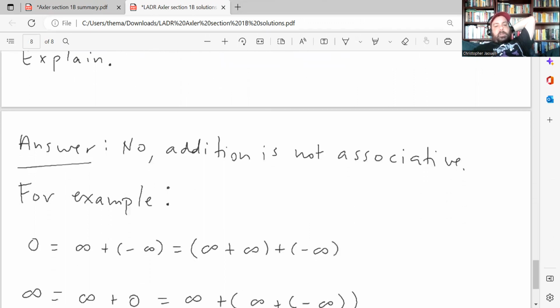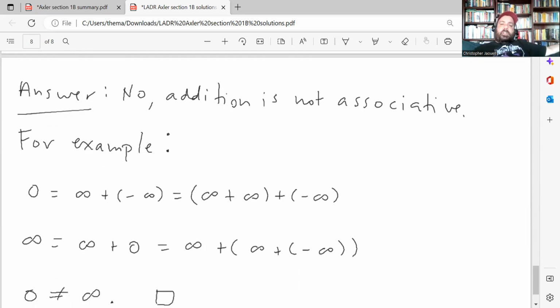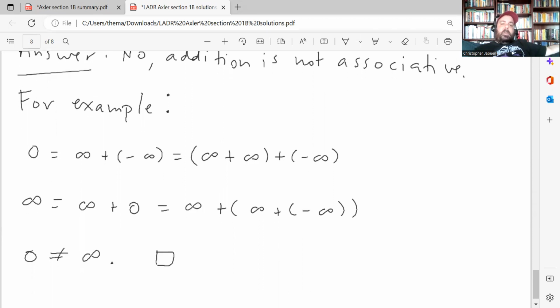The answer is no, and one of the reasons is that addition is not associative. Other axioms might fail as well, but this is the one that I figured out first. So for example, if you look at infinity plus infinity and then add minus infinity to it, that gives you infinity plus minus infinity, just using the definitions, right? Which is defined to be 0.